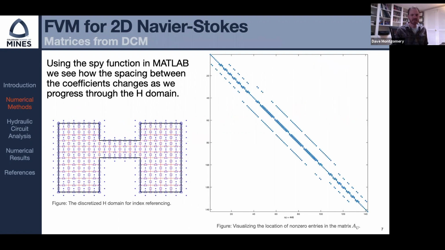The fact that we solve three linear systems in each time step is why we chose to use a domain-conforming mesh. In this slide, we are using MATLAB's spy function to highlight the location of non-zero entries in the coefficient matrix used to solve the x component of the momentum equation. Notice how the spacing between the coefficients changes as we progress through the H domain. Again, at each time step, we solve three linear systems whose matrices look like the one we see here.